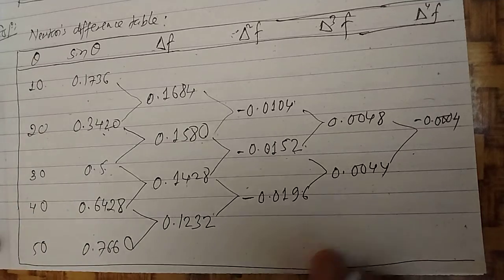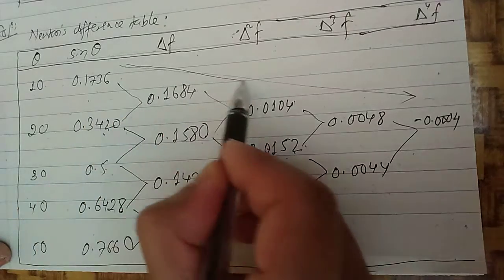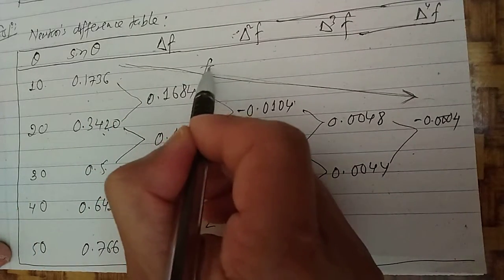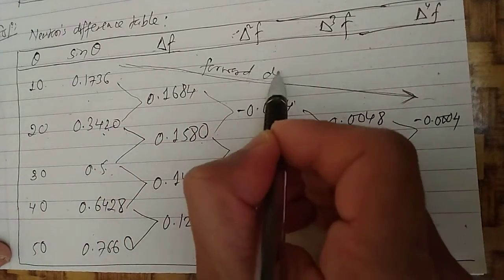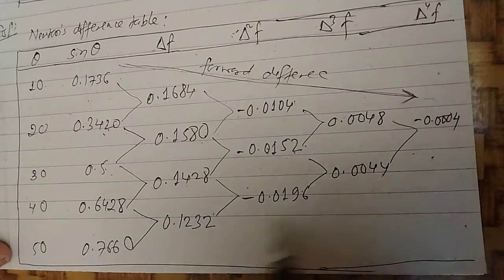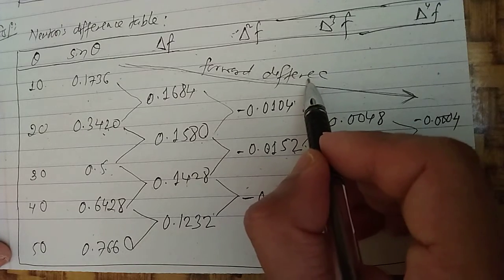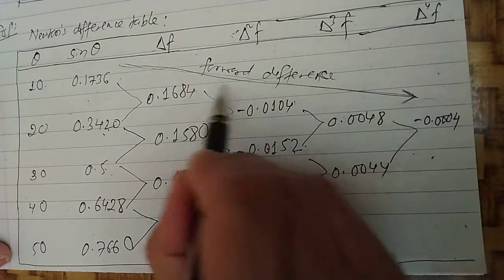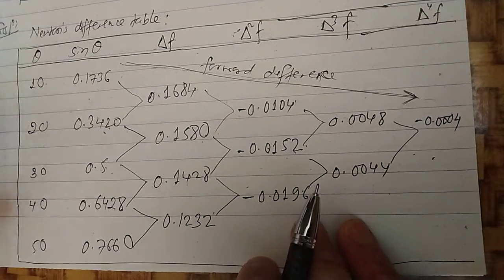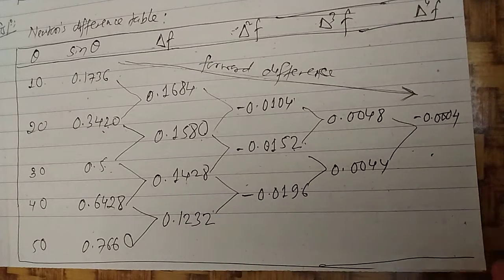Okay, you have made the table. We'll be using these terms in the forward difference, and this for the backward difference. This problem we are doing by the forward difference.